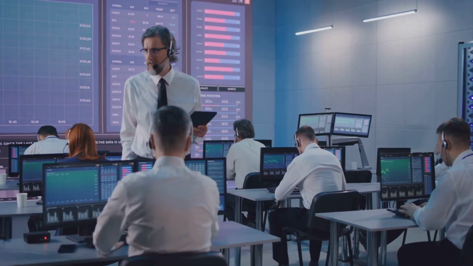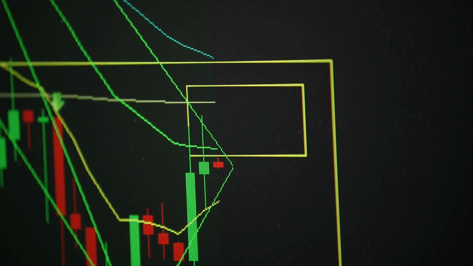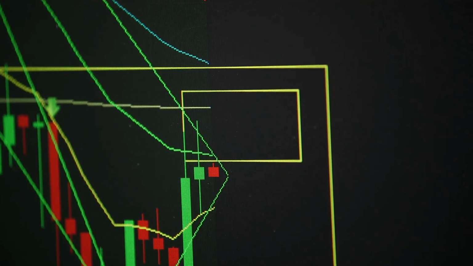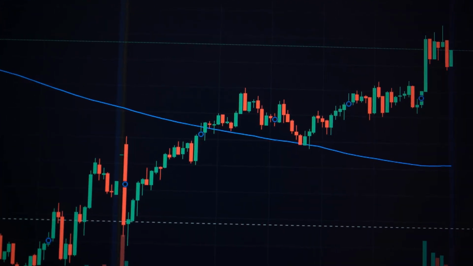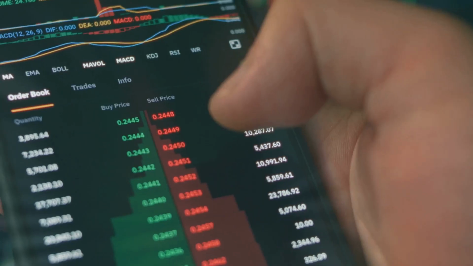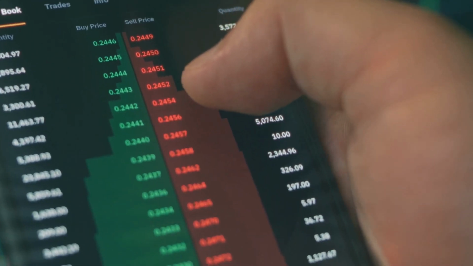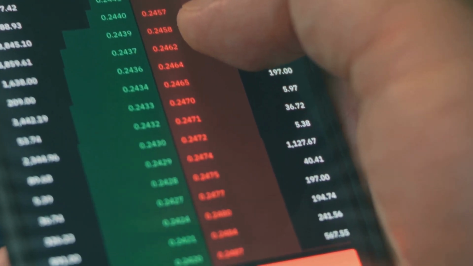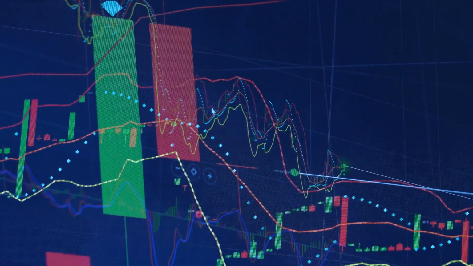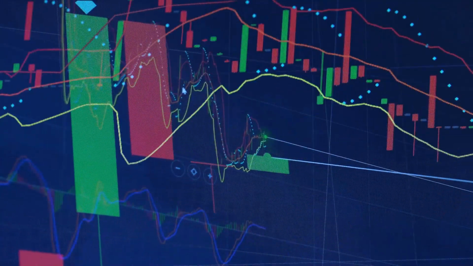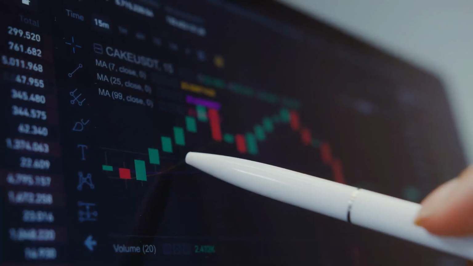Range trading is a slower-paced strategy perfect for beginners. The goal is to buy at the bottom of a price range, known as support, and sell at the top, called resistance. What is a range? A range is the price area where a stock consistently moves between a low, which we call support, and a high, known as resistance.